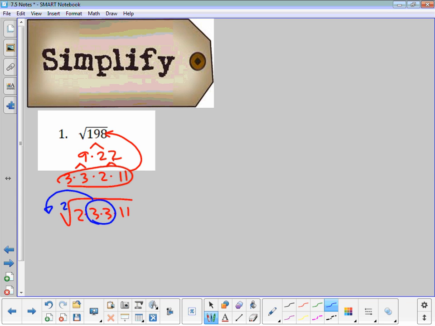I'm going to bring that out to the front. So that pair of 3's underneath makes 1 3 out front. I have to leave what's left over. 2 times 11 is 22. So my simplified radical is 3 times the square root of 22.